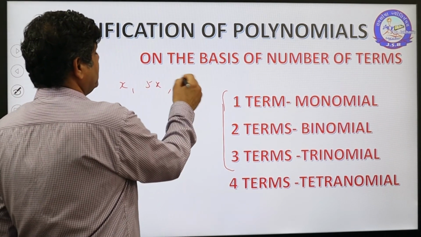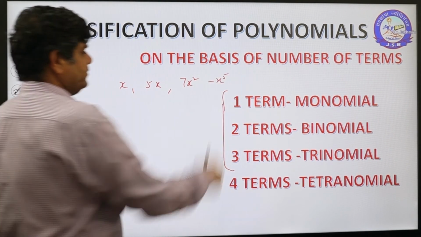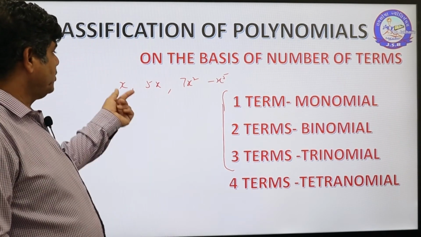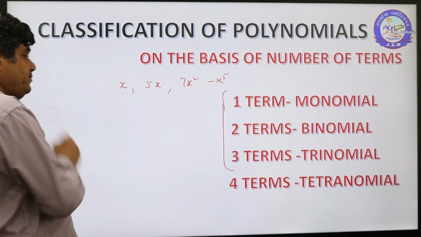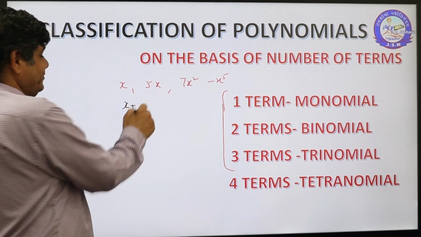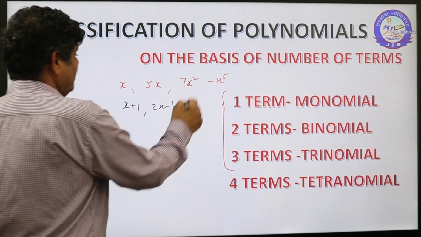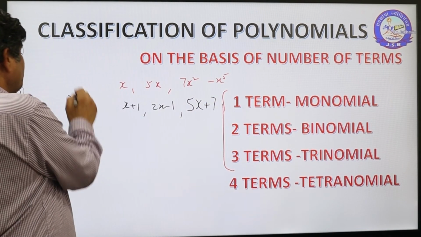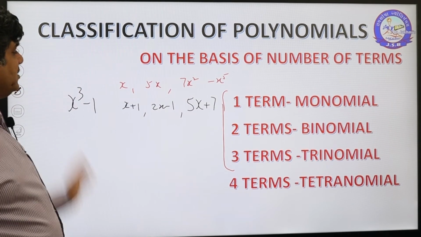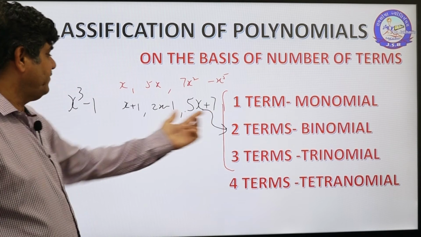If I say 7x square, or I say minus x to the power 5, all these are monomials because they are just one term. If we go with two terms, for example, x plus 1, maybe 2x minus 1, maybe 5x plus 7, maybe x to the power 3 minus 1, all these are binomials because they have two terms.